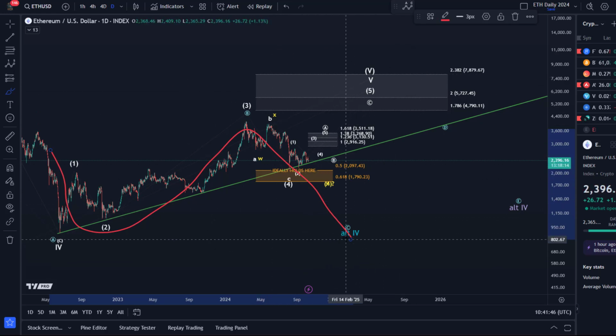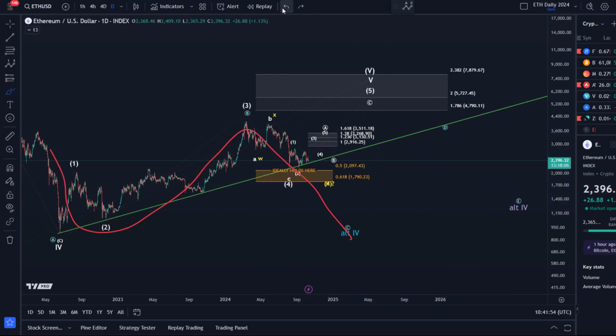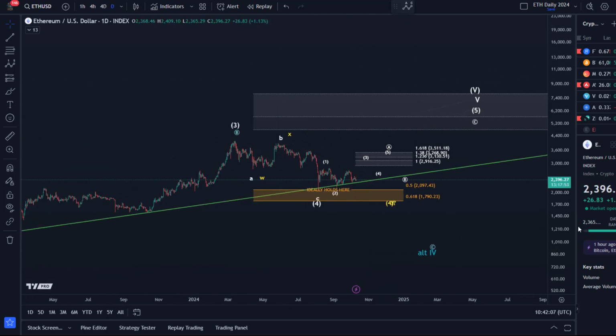The problem with this structure is it could also morph into a triangle, which I find very likely, and it would take a few more years of sideways action. So 1790 is really an important level, and it doesn't mean we have to test that level. I mean, the low could already be in this internal wave 4 within wave 5, but the price hasn't given us much evidence for it.